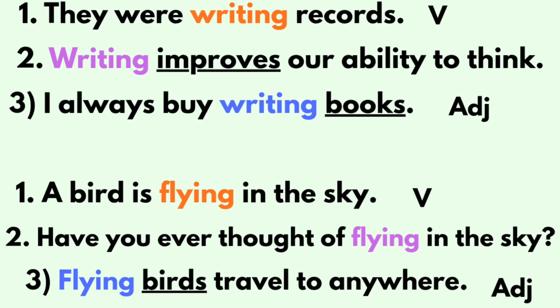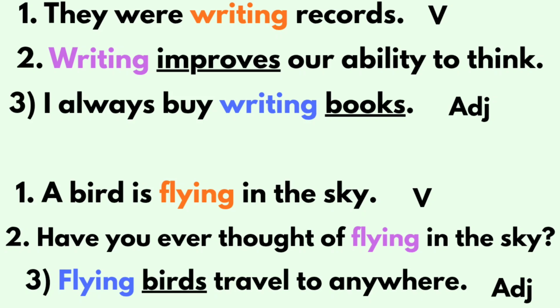Flying is the verb in the sentence. Have you ever thought of flying in the sky? In the second sentence, flying is the noun and it is used after the preposition. I already told you, ing nouns have different positions. They come in various positions in a sentence, right? Here, of is the preposition and flying is used after the preposition.